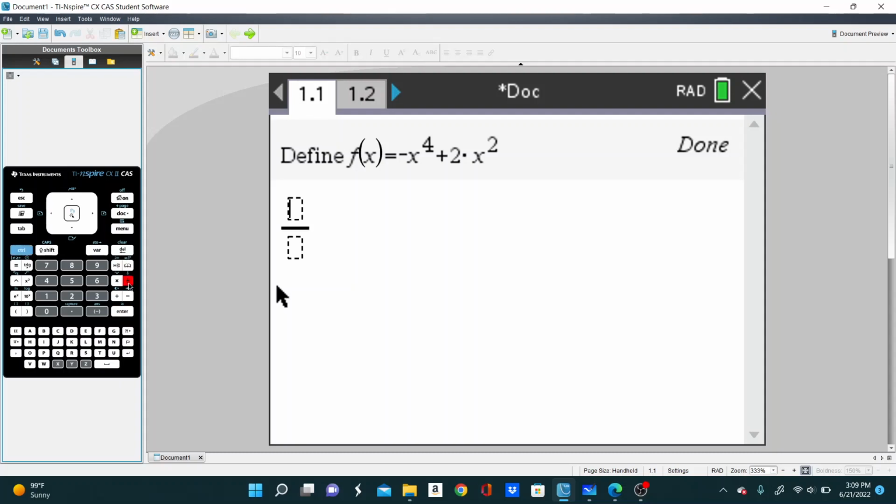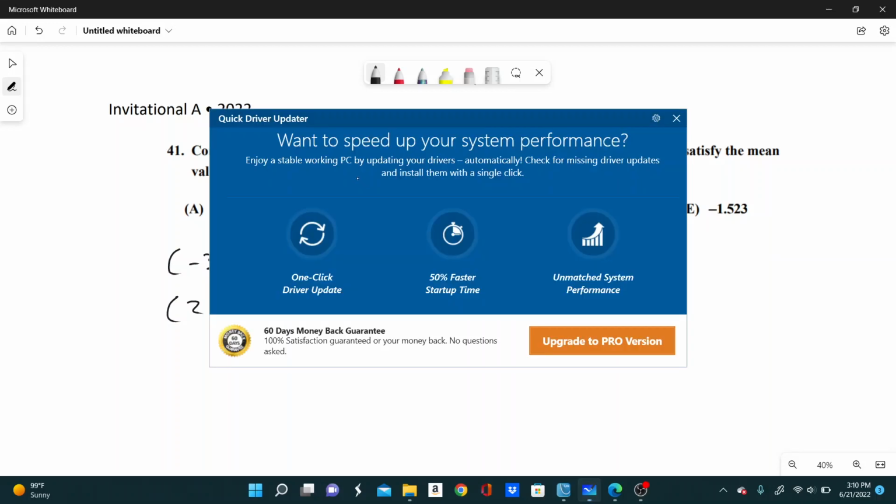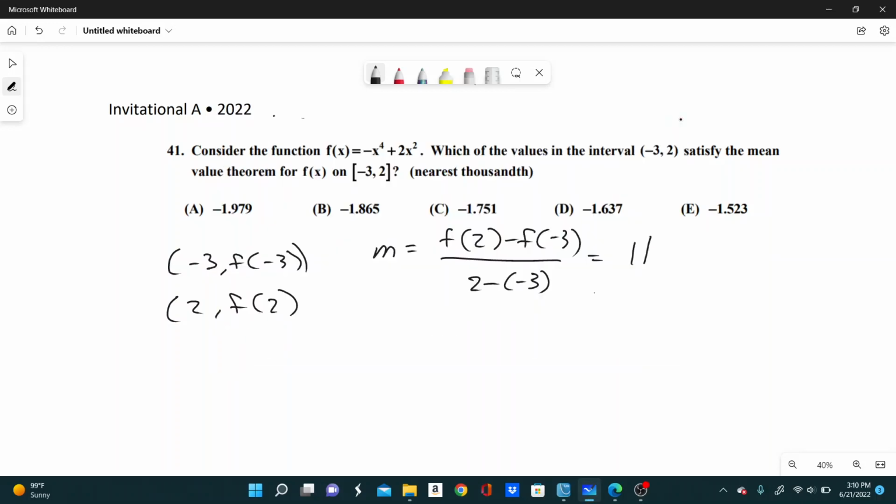I'm trying to find the slope between 2 and negative 3. So my change in y will be f of 2 minus f of negative 3, and my denominator, my change in x, will just be 2 minus negative 3. So the slope that I get is 11. So what the mean value theorem says is that somewhere on this interval from negative 3 to 2, f of x is going to have a slope or a derivative that's equal to 11.